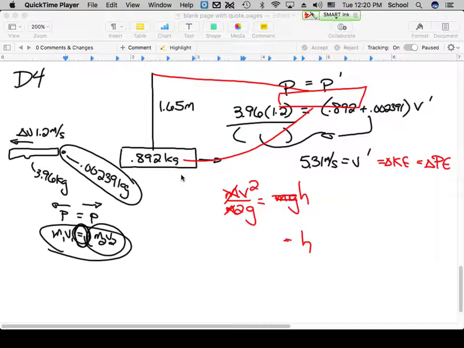V we just figured out was 5.31. And of course, we want to divide by 2g. And that gives us a height of 1.44.